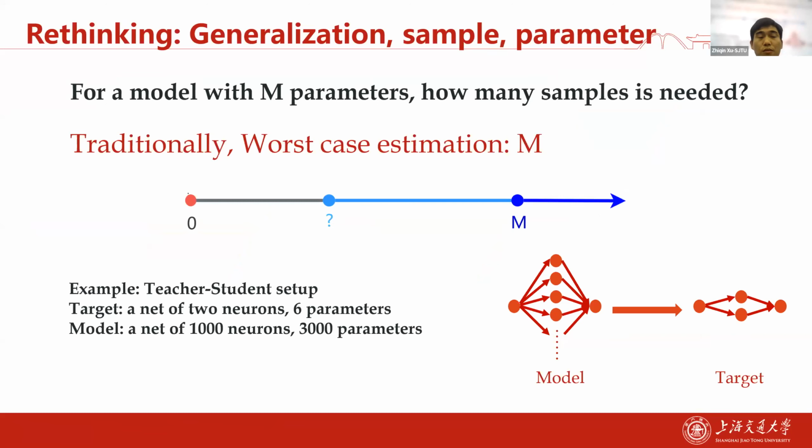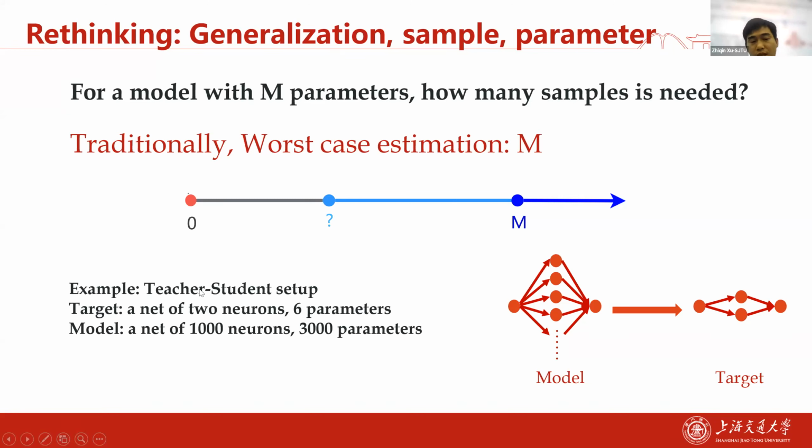the traditional issue. What is the relation between the number of samples and the number of parameters, what kind of relation determines the generalization? Traditionally, if you have a model with m parameters, how many samples is needed? If you consider the worst case, you better have at least m samples so you can recover each parameter well. However, now let's consider a case in neural networks.